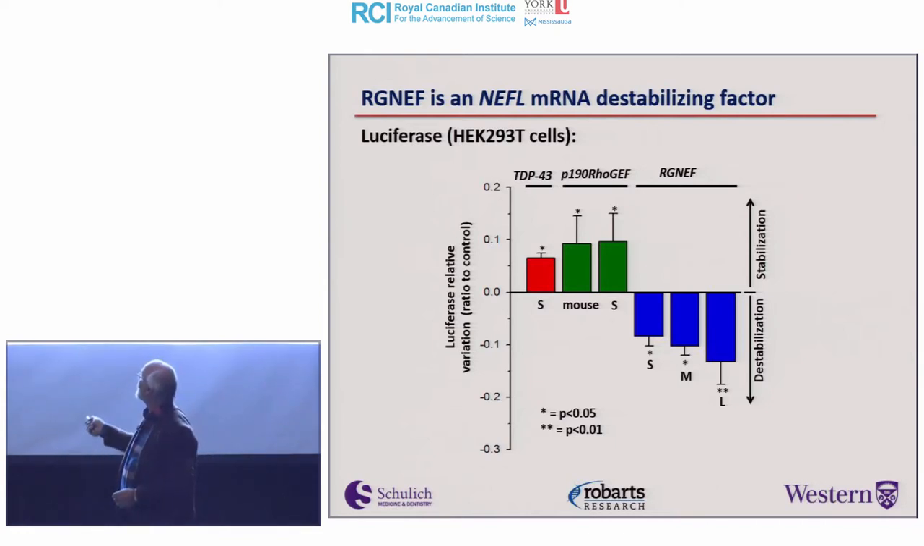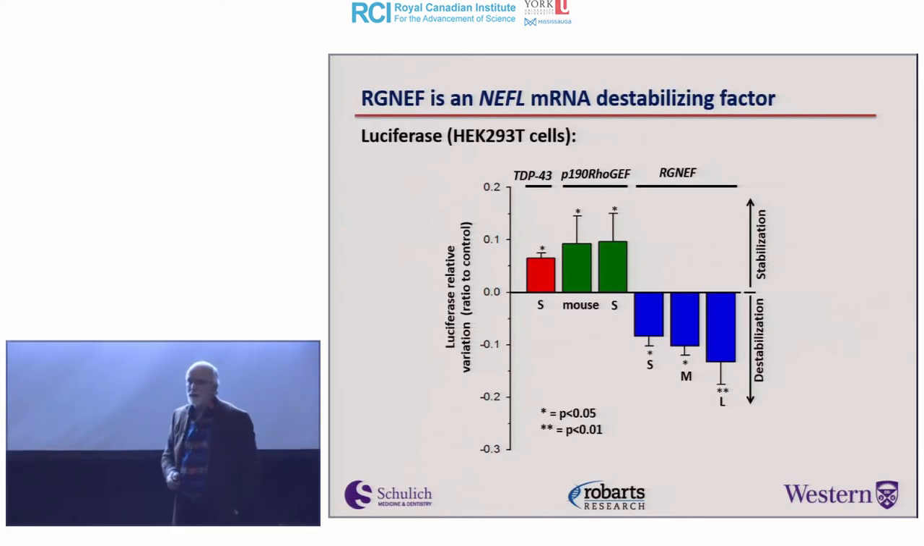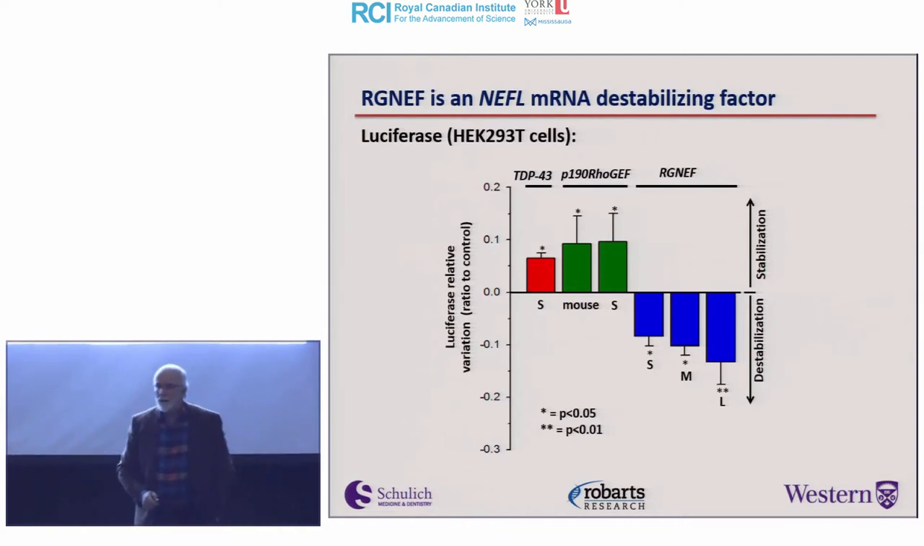So remember, I told you TDP43 is a stabilizer. It keeps things nice and stable as it's going out there. Sure enough, lots more firefly fluorescence going on, right? We'll ignore this for a moment. It's important to us, but not to the rest of the world. And this RGNEF, here's ours, and it destabilizes, right? It leads to a loss of the transcript.